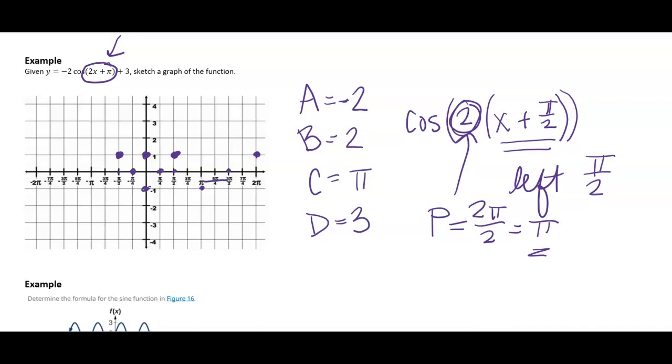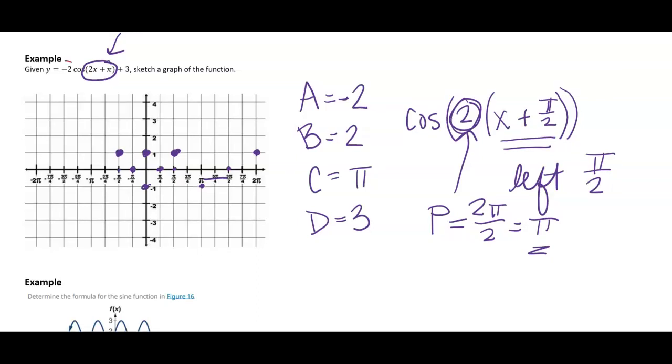Let me change my color here. I'm then going to apply the negative 2. So that's going to stretch this by 2. But then it's also going to reflect.